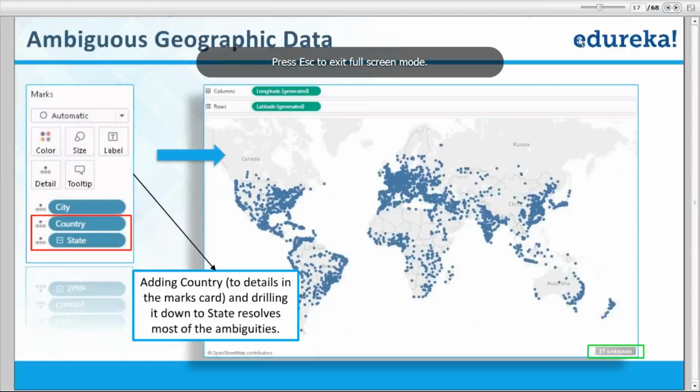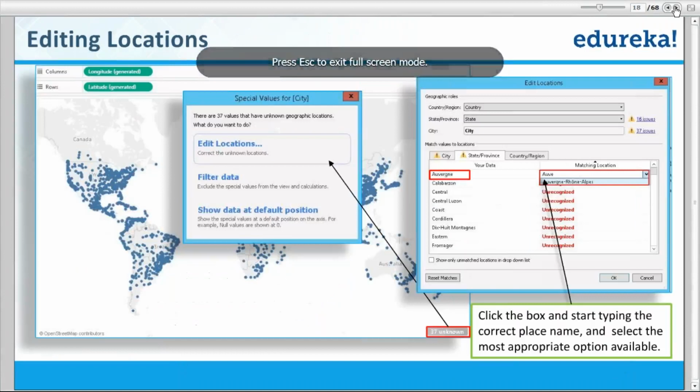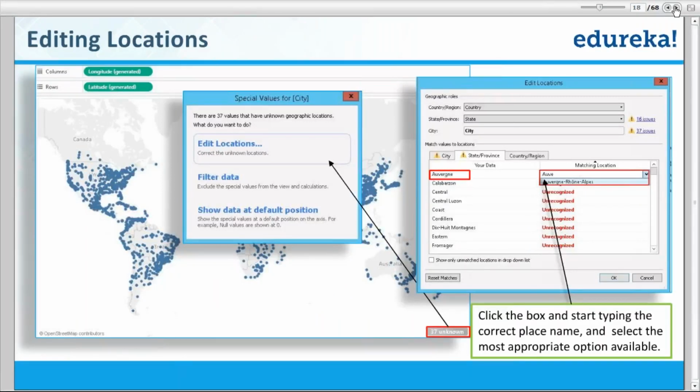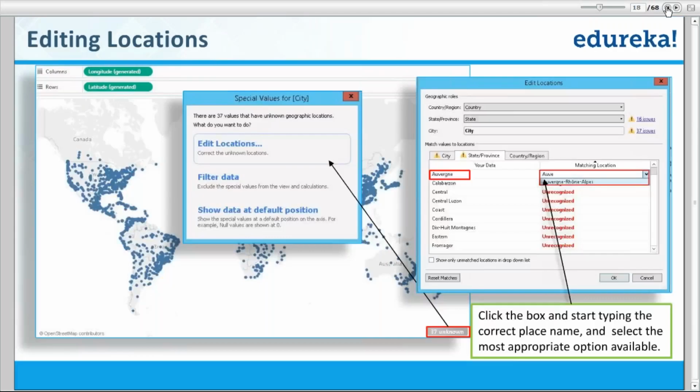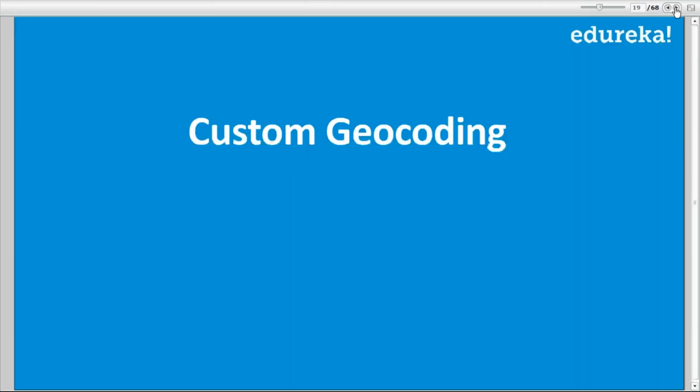Moving on. We just saw how to add things, and you can also edit the locations and enter the country name. Start typing country names, whatever you know. Okay, so this is something like what we have.